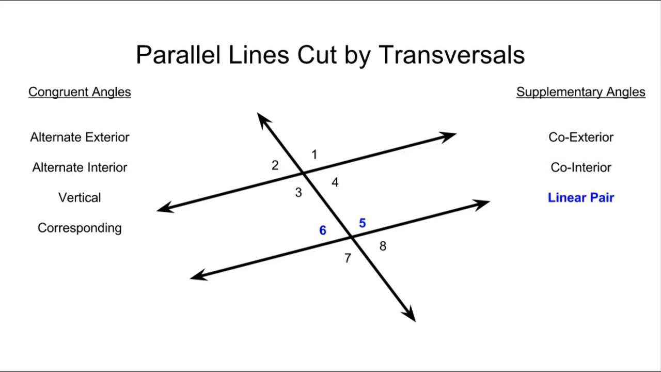Our last pair of supplementary angles will be our linear pair. A linear pair is two angles that form a straight line and add up to 180. Our examples of a linear pair are angles 5 and 6, angles 7 and 8, angles 5 and 8, angles 6 and 7. And that's just on our bottom intersection. So we won't list the ones on the top, but anytime you have a straight line, you have a linear pair.